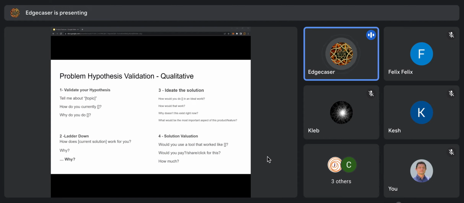These 4 phases are, A, establish the problem space and make sure that you're both thinking of the same thing, that you define the same thing, and then ask them, okay, how do you deal with this? How do you deal with this, and why do you engage in this specific problem space?